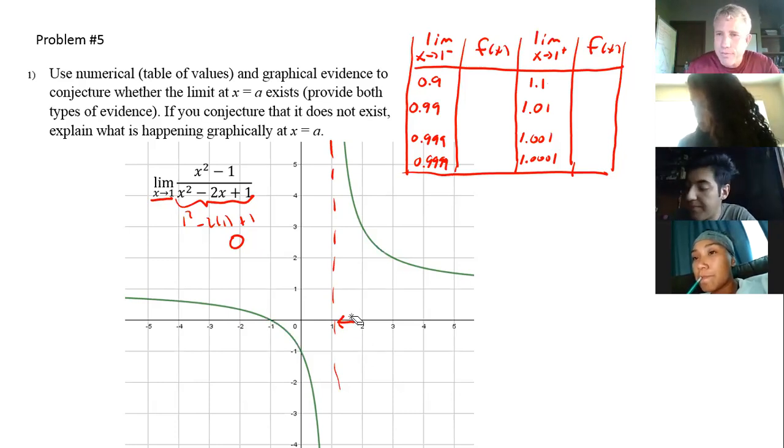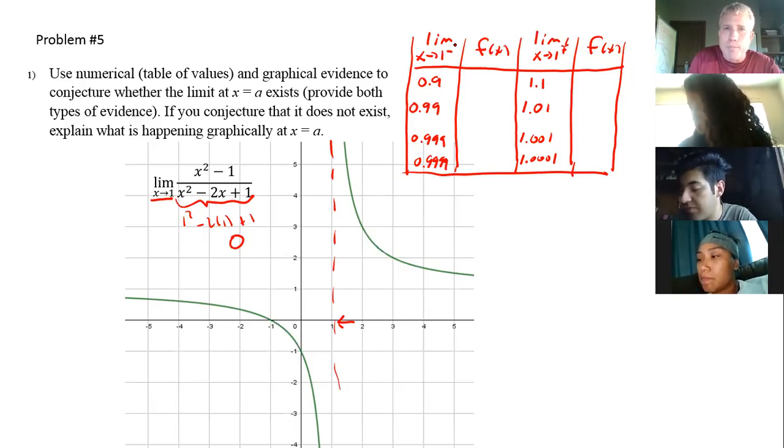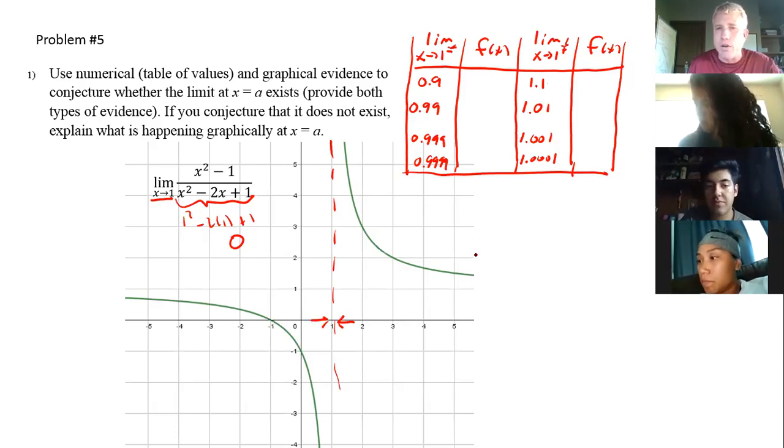From above. So you need one set of numbers getting closer to 1 from below and one set getting closer to 1 from above. That's how you calculate the two one-sided limits. One's coming from above, one comes in from below. You come in at 1 from both sides, and then you calculate your limit.